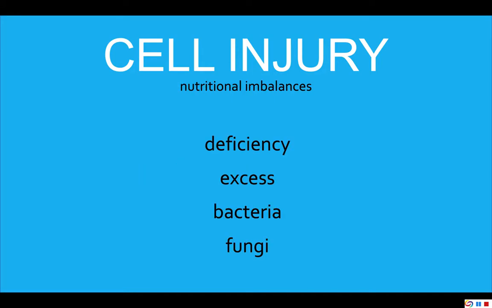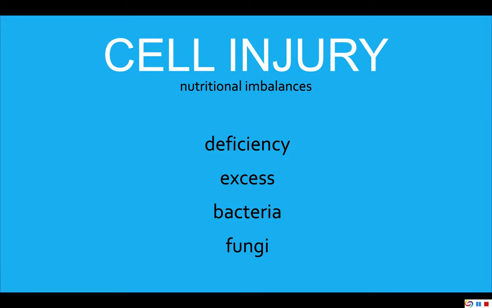You can have nutritional imbalances, so if you have a deficiency of some sort of vitamin or other type of nutritional thing that you need for these cells, or if you have too much of them, that can cause injury to the cells. Various types of bacteria and fungus, we already mentioned that. Right now, this is just an introduction to the things that can cause cell injury, just to make you aware, and then later on in general and systemic pathology, we'll get into the individual types.